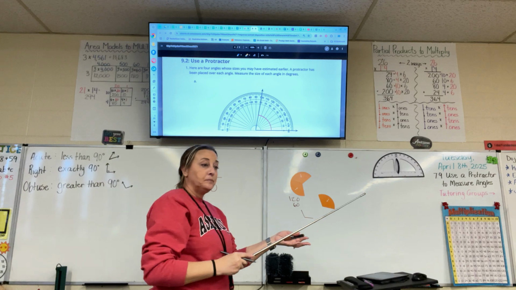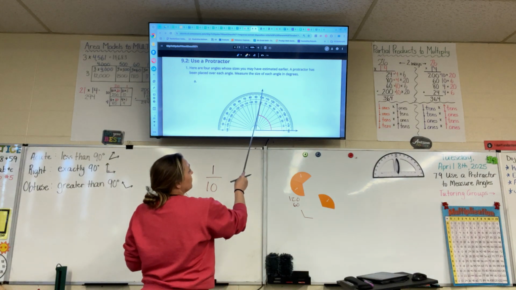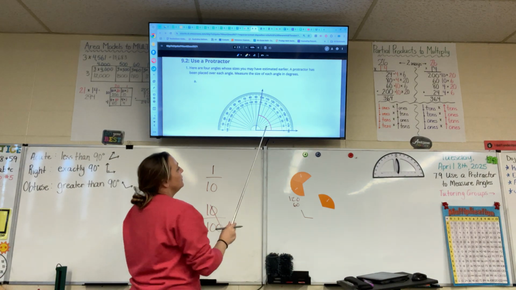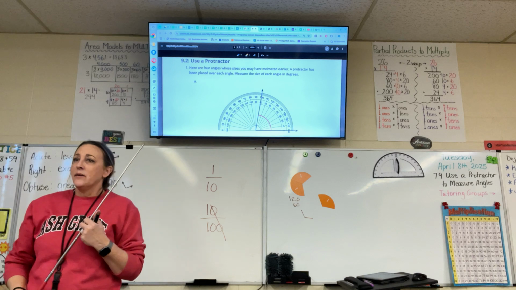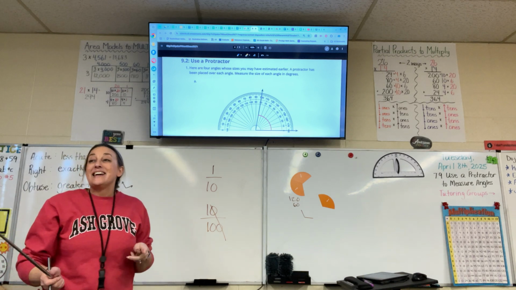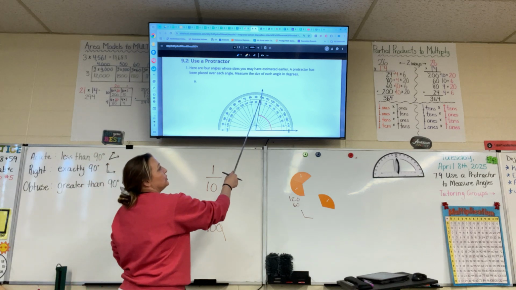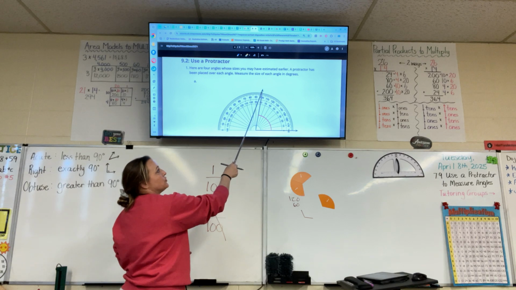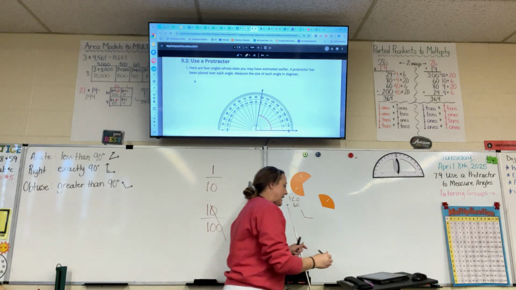You with me? Now, this isn't right on the 80 though. It's one tick mark beside the 80. So what would that be? 81. And I didn't know that at first. I had to look and see what the next group of 10 is. And since it's 90, I know this angle is between 80 and 90, just 1 degree away from 80. So that would be 81 degrees.